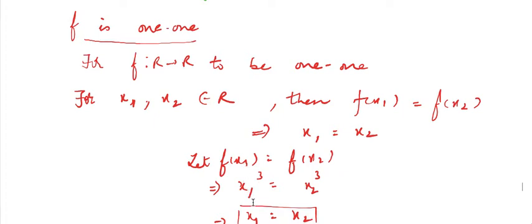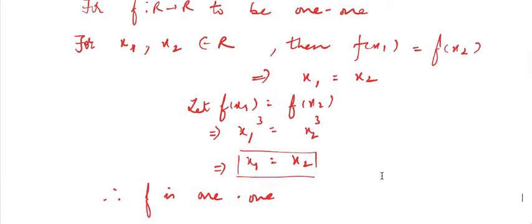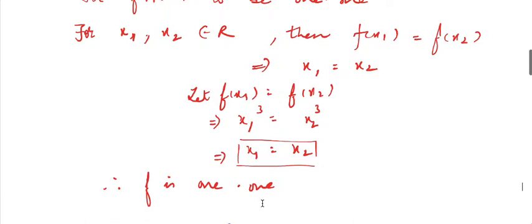f(x1) की वैल्यू क्या हो जाएगी x1 cube, f(x2) की वैल्यू हो जाएगी x2 cube, and this will imply that x1 is equal to x2. Therefore f is one-one, because x1 cube equal to x2 cube implies x1 equal to x2. So this is a 1 marker question.